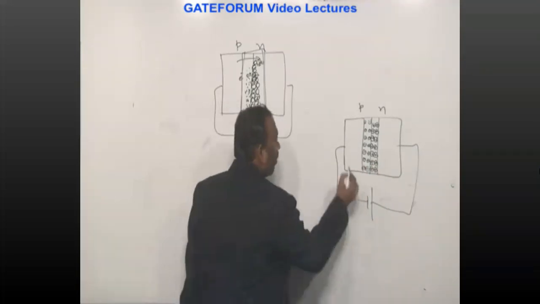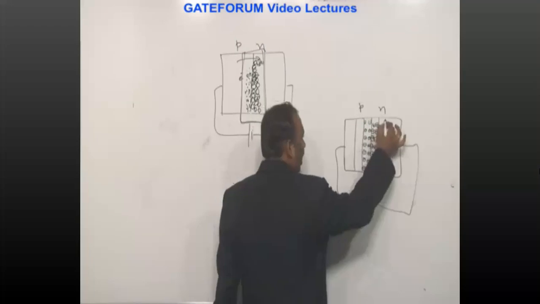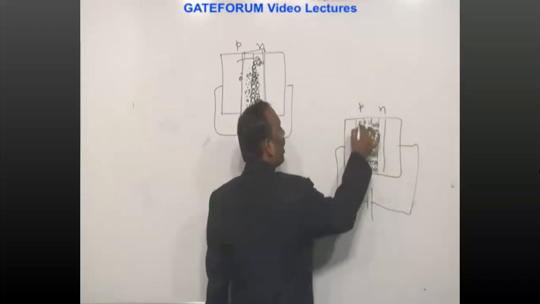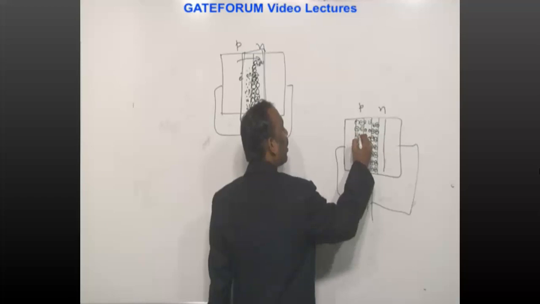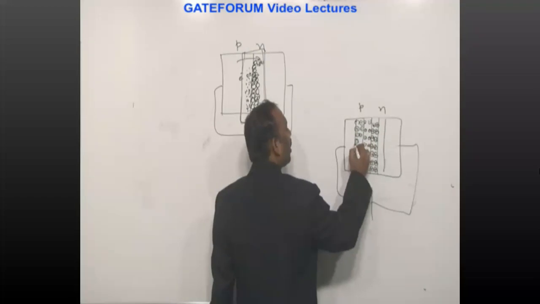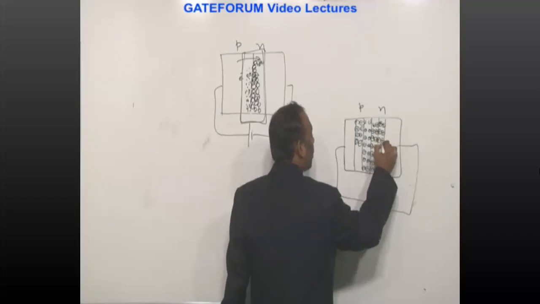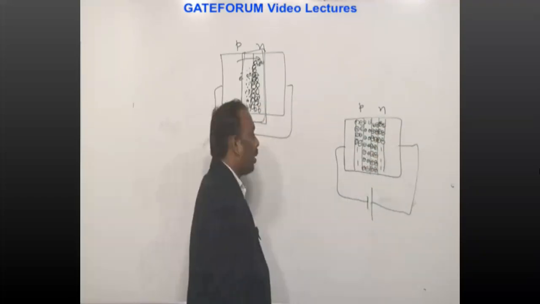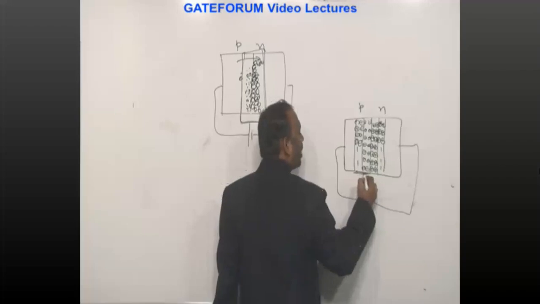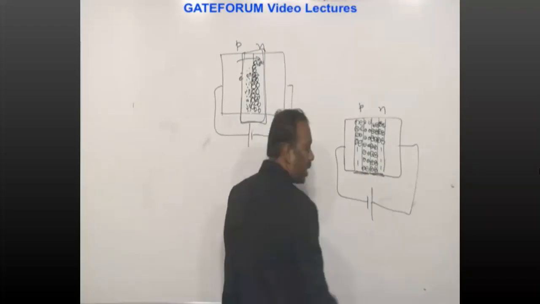Now increase the reverse bias. What happens to the width of the depletion layer? It increases. So here the negative charge further increases, and here the positive charge further increases. Ions, okay, like this. Now in this area the entire negative charge is there, and here the entire positive charge is there.